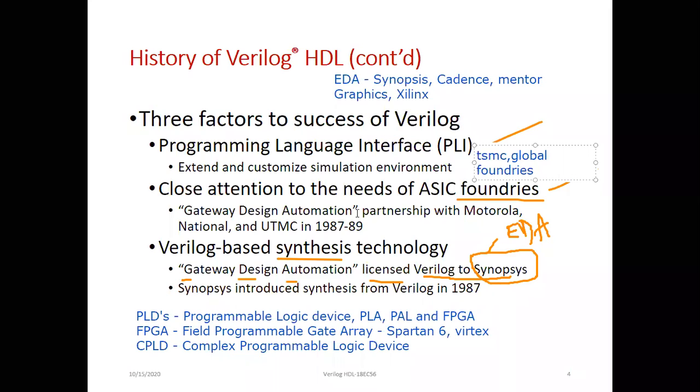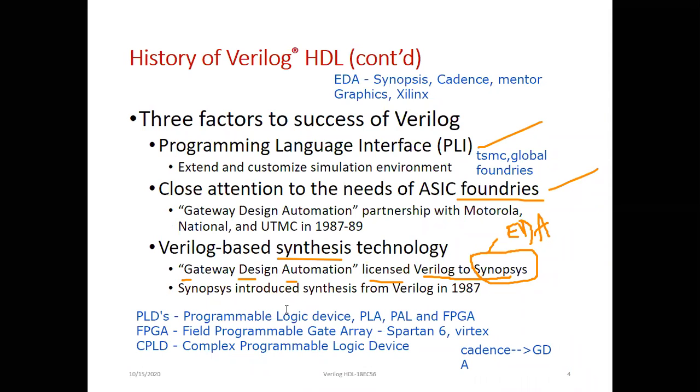Now Gateway Design Automation partnered with Motorola, National and UTMC in 1987. Later, this Gateway Design Automation was bought by Cadence. This is Gateway Design Automation, GDA. Cadence bought the GDA. Now presently this company is available in Bangalore.